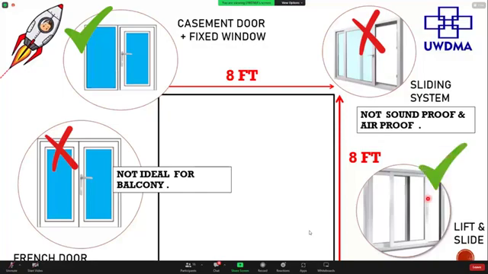Then lift and slide, yes, we can go for lift and slide system. Otherwise we can go for slide and fold also, but that is so expensive, so people don't go so much for slide and fold systems for their balconies.